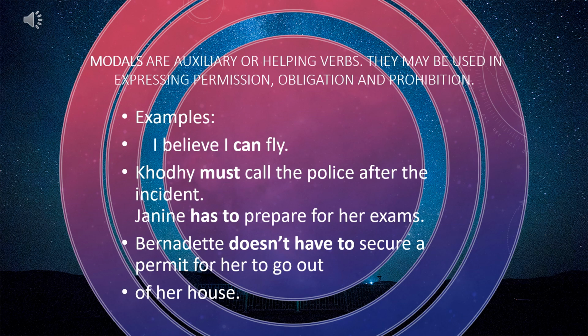Then the last sentence is Bernadette doesn't have to secure a permit for her to go out of her house. You have here the doesn't have to. So later on, we will find out what it means. Okay? What idea does it communicate? Let's continue.